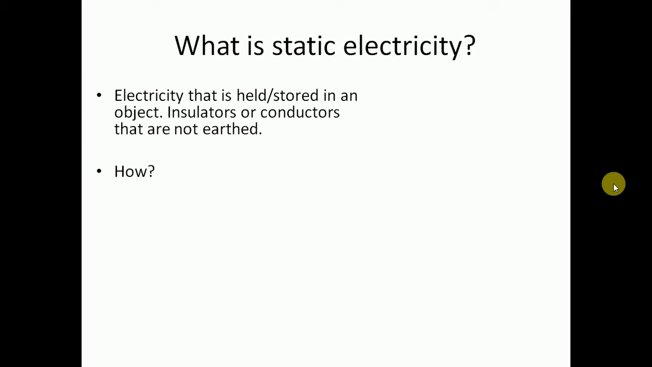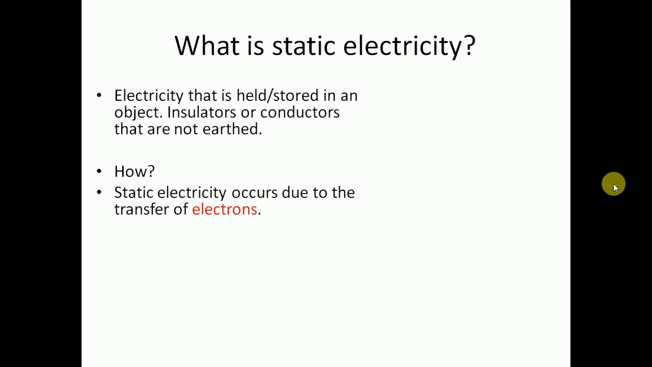So how does something become statically charged? How do we get static electricity? Well, it happens because of the transfer of electrons. And it is very important to remember that it is only the electrons which are moving. So when electrons are transferred from one object to another, so there is an imbalance of charge, then we say that the object is statically charged.